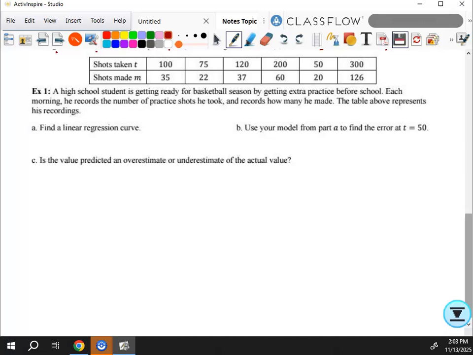All right, so let's look at example 1. A high school student is getting ready for basketball season and getting extra practice before school. Each morning he records the number of practice shots he took and how many he made. The table above represents his recording. All right, so it says find a linear regression curve. So go ahead and type this into Desmos in your table. Find your linear regression. Notice that we've got shots taken, which are T, shots made, which would be M of T. There's not an X or a Y anywhere in sight.